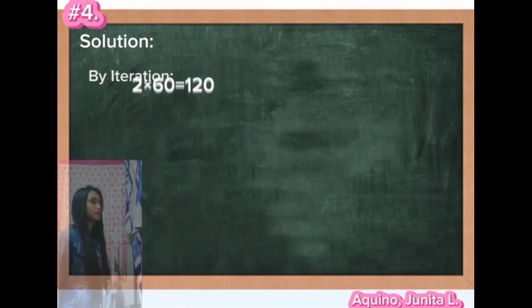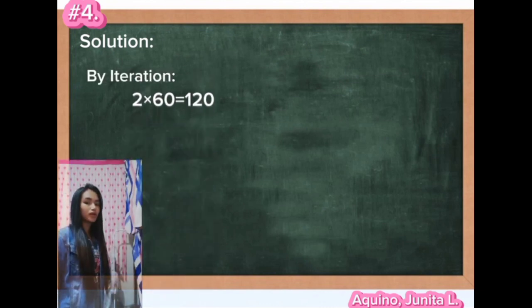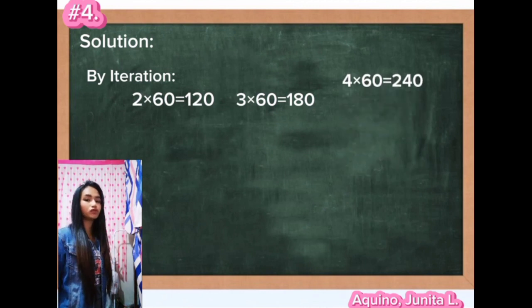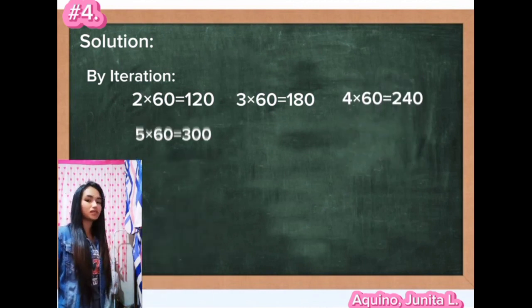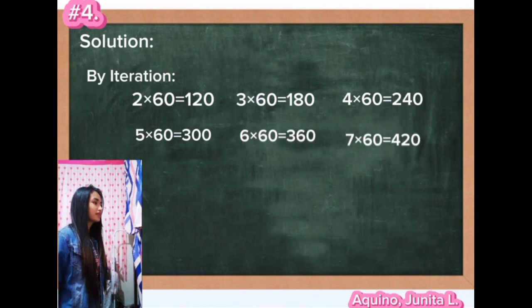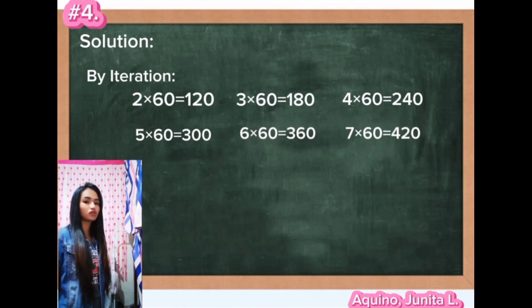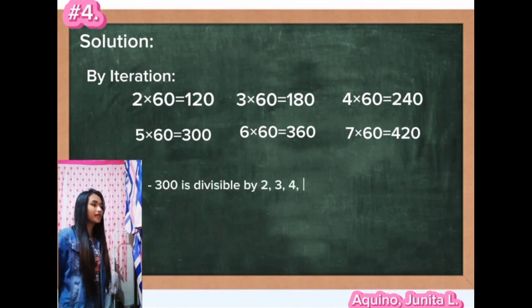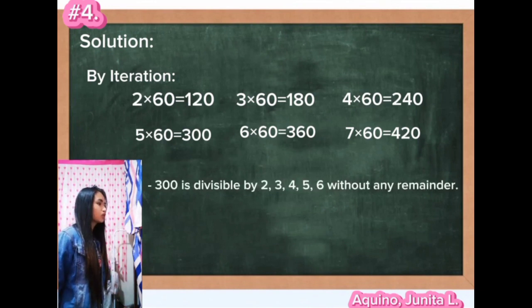2 times 60 is equal to 120. 3 times 60 is equal to 180. 4 times 60 is equal to 240. 5 times 60 is equal to 300. 6 times 60 is equal to 360. 7 times 60 is equal to 420. So, 300 is divisible by 2, 3, 4, 5, and 6 without any remainders.